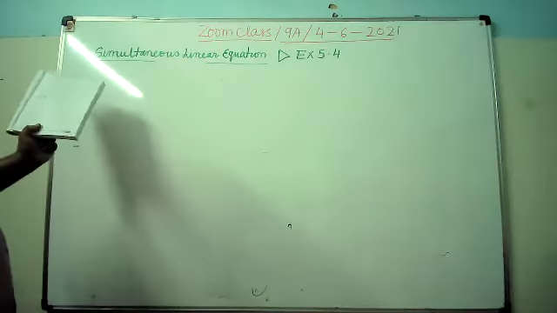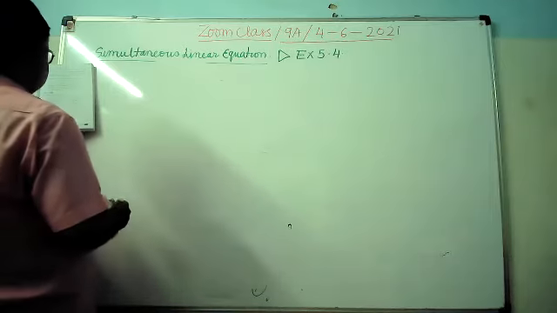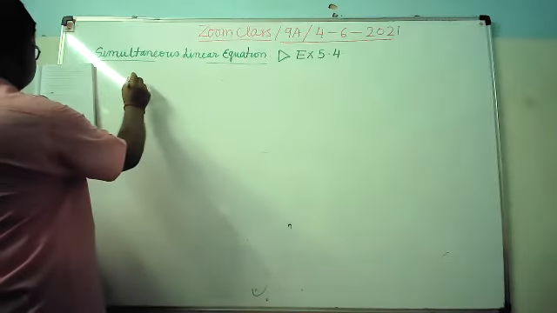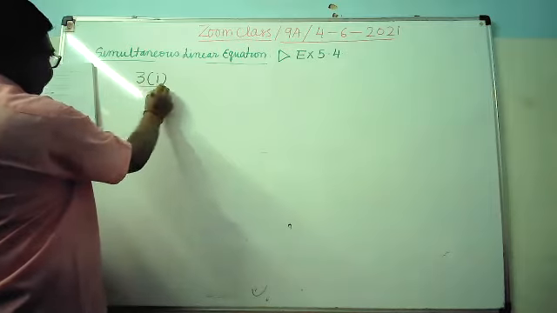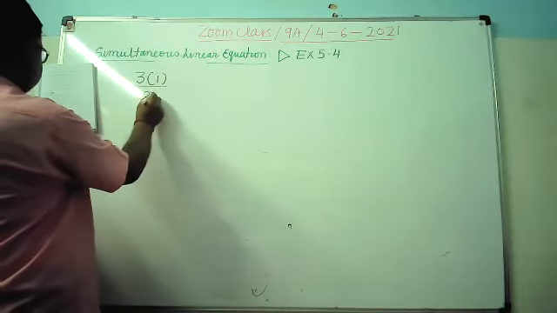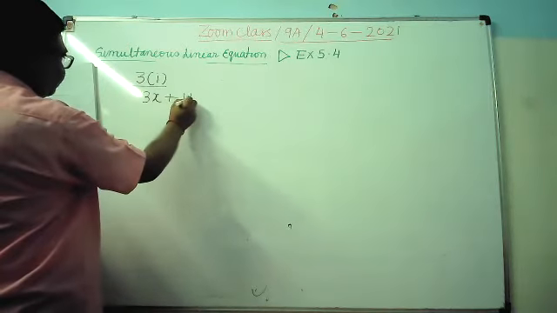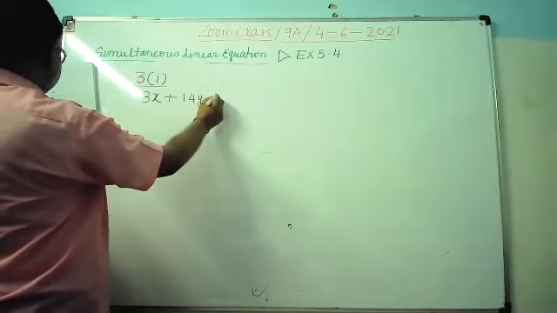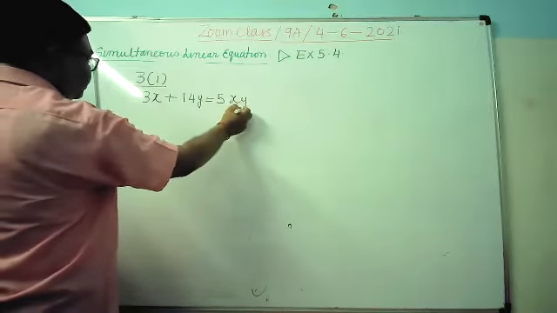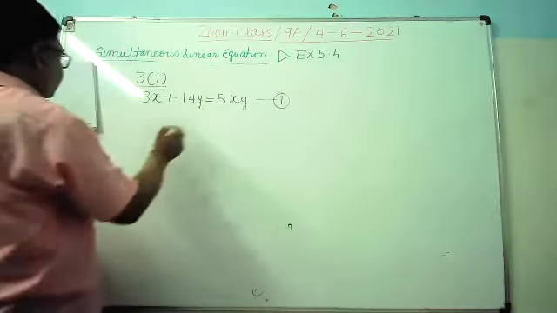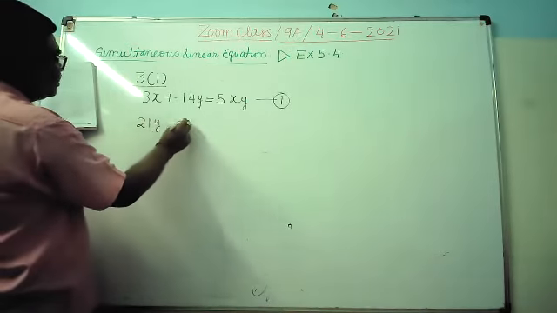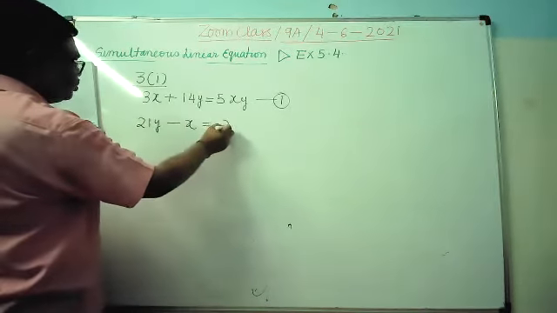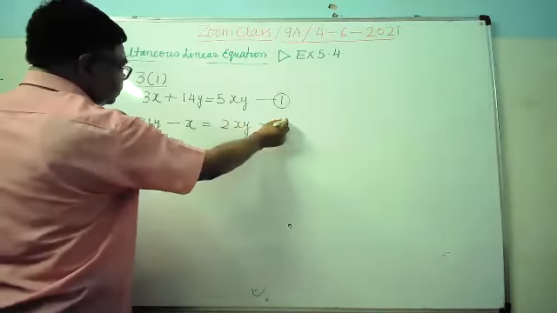Here, this is one equation, question number 2 and 3 of the same type. I am doing 3 first part. 3x plus 14y equals 5xy. This is equation 1. And 21y minus x equals 2xy. This is equation 2.